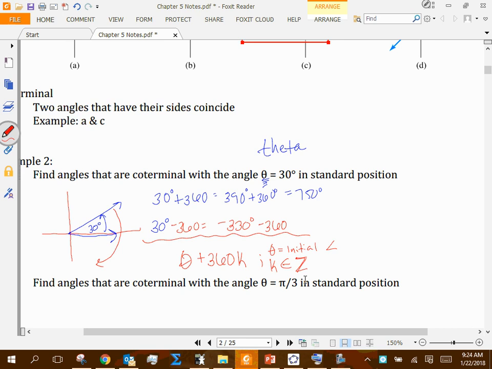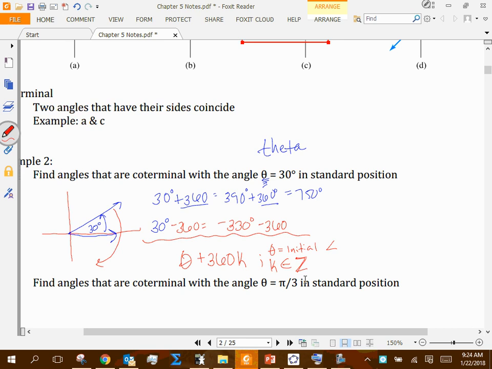Okay? So say k is allowed to be 0. If k was 0, I'm just getting that initial 30 degrees, right? If k is 1, I have 30 plus 360. If k is 2, I have 30 plus that 360 plus that 360, so I have 30 plus 720, right? So I'm just adding multiples of revolutions around that circle when k is a positive number. When k is negative 1, that's subtracting 360. When k is negative 2, it's subtracting 720. So that's a formula for finding coterminal angles.